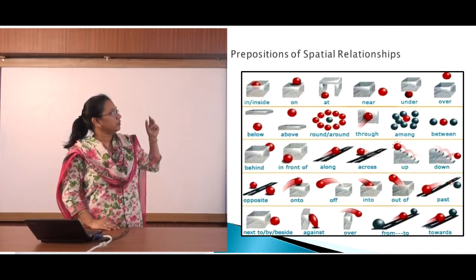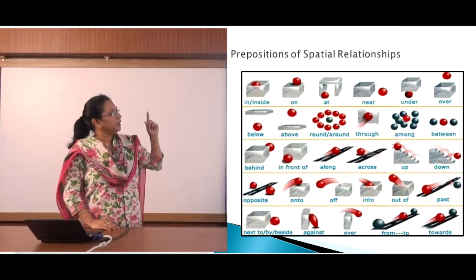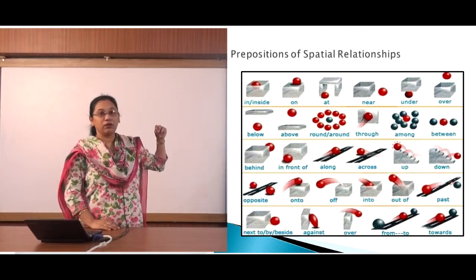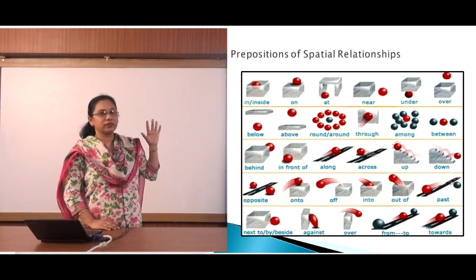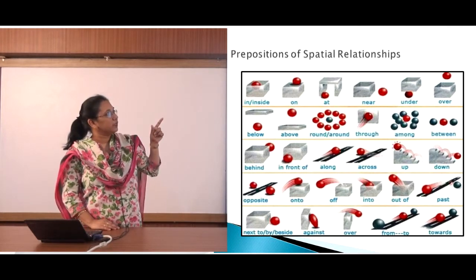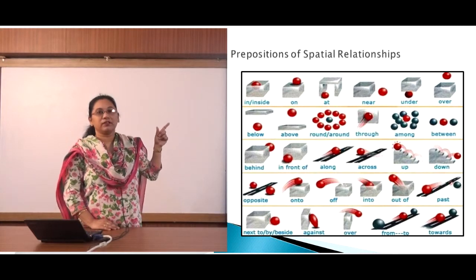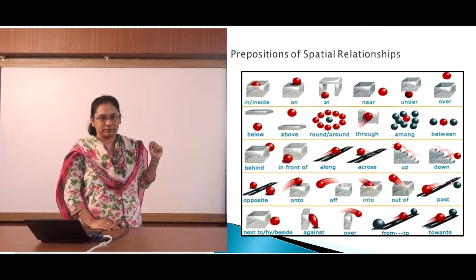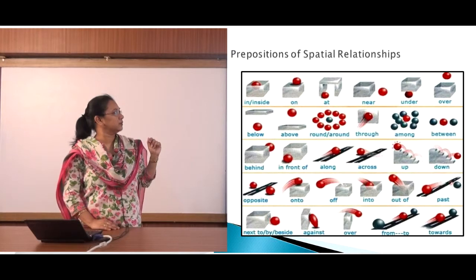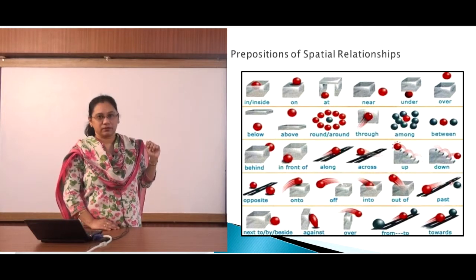We talk about the red ball inside or in the box. In the next picture we have the ball on the box. Just look at the pictorial description and try to understand. The red ball is at the left or the right corner of the box. So it is at the corner. In the next picture, the red ball is near the box in terms of position. It is near the box.